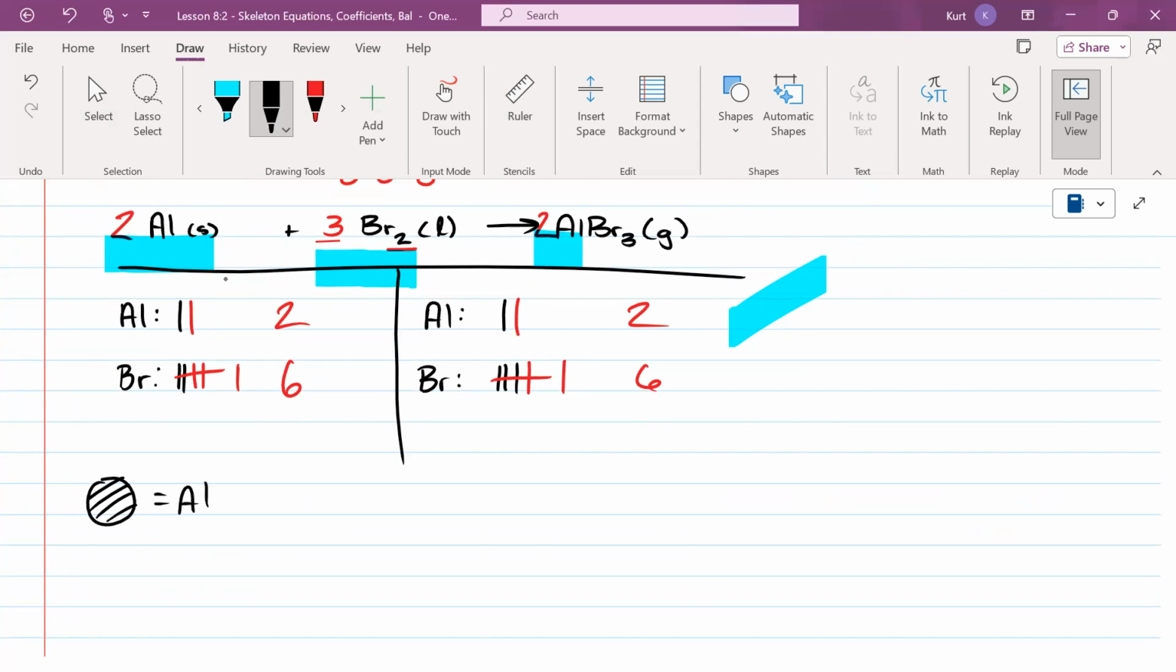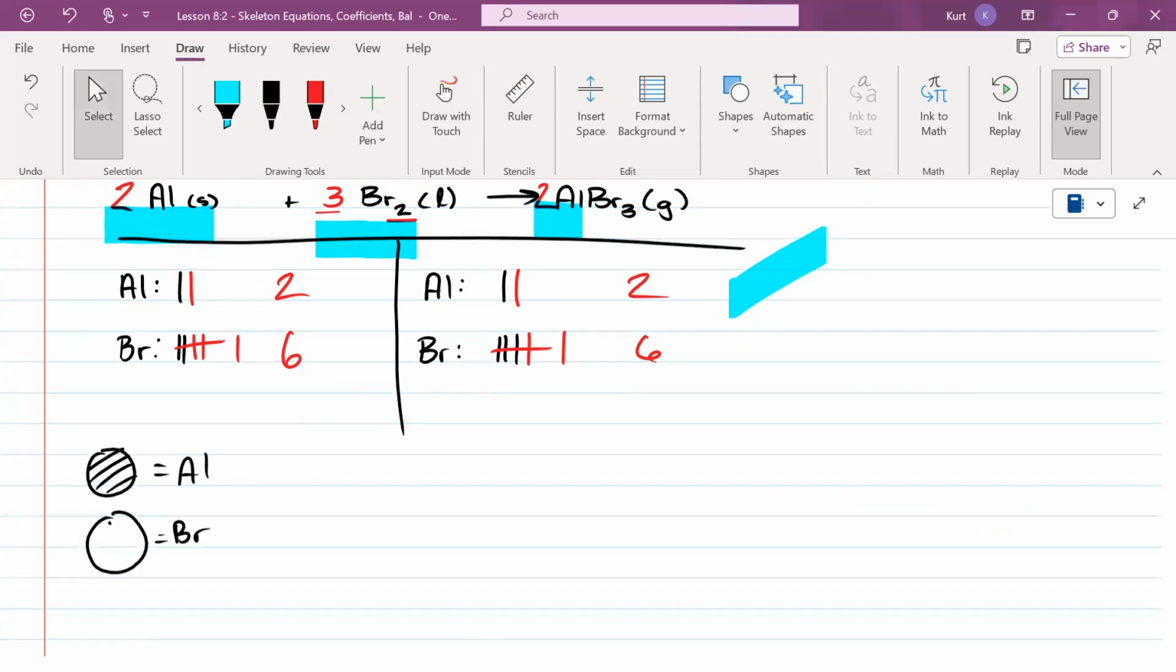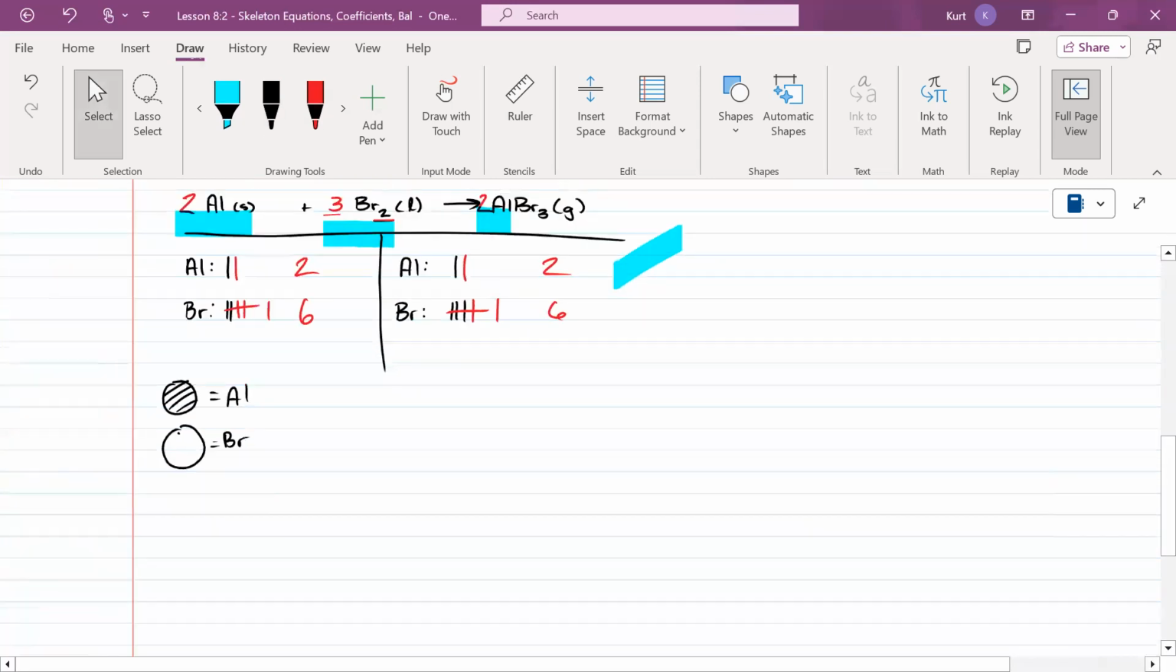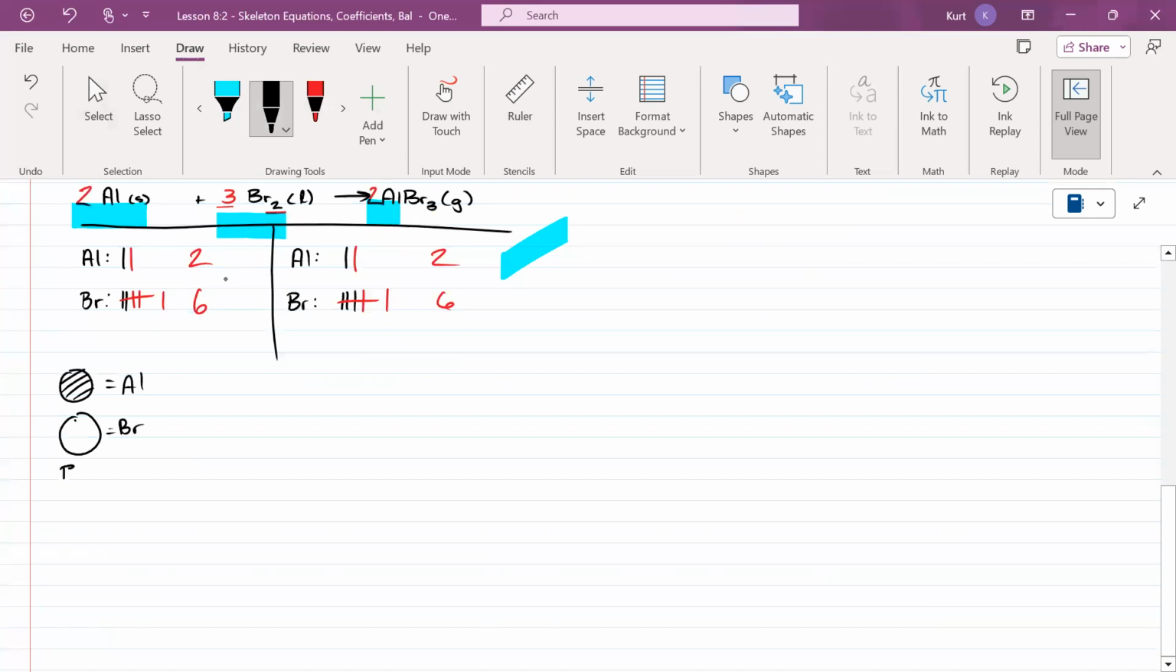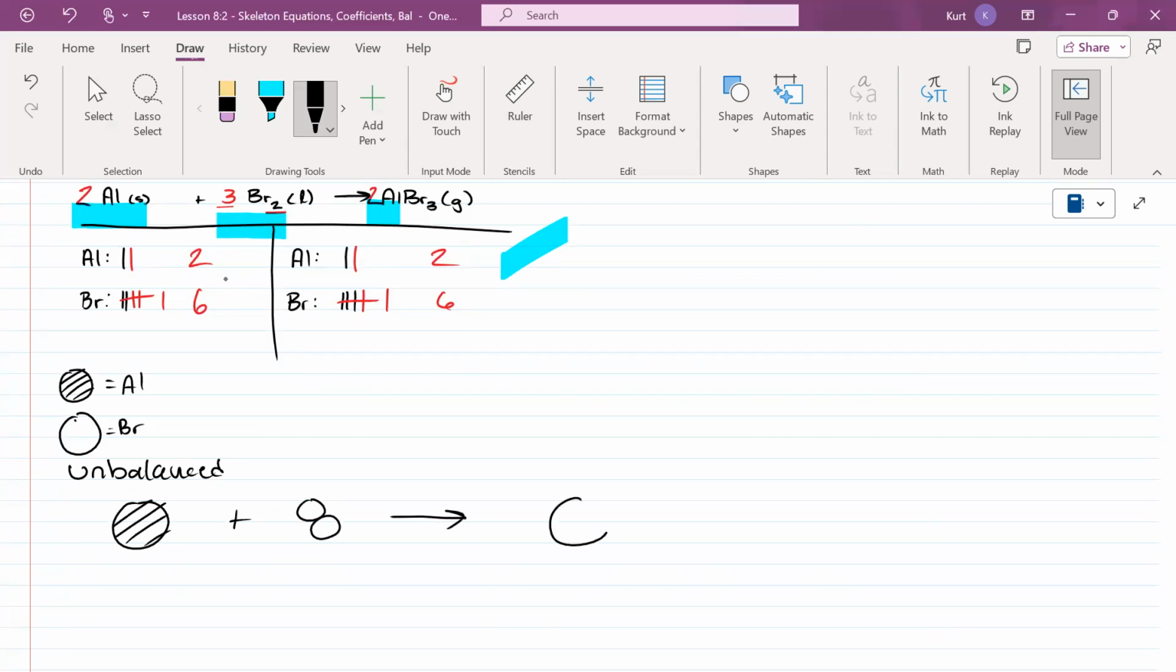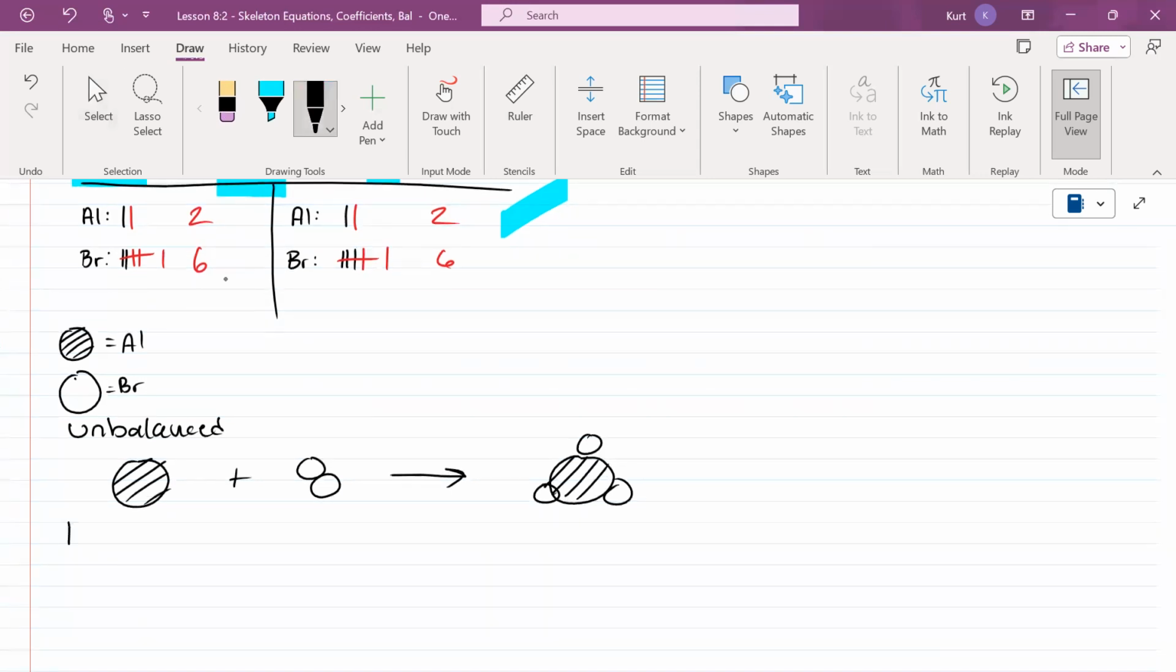That's aluminum. That's bromine. Okay? Check it out. Here's what we had before. This is unbalanced. And then here's after it's balanced.